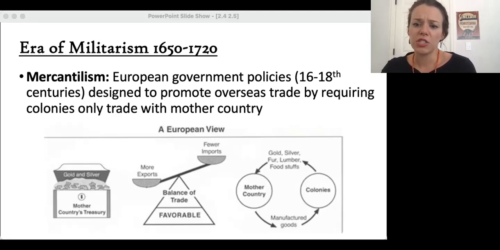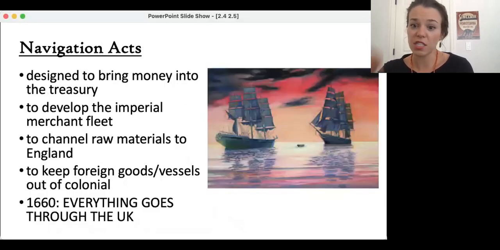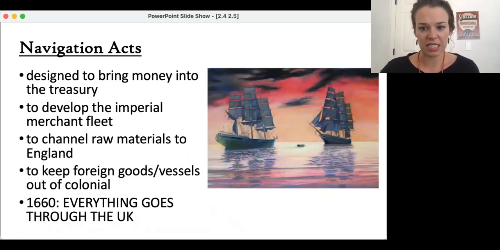It's a way to bring money into the treasury, basically. All right, so let's talk about the Navigation Acts. The Navigation Acts are the way that England put mercantilism into practice. It's a series of laws to bring money into the treasury, to develop the imperial merchant fleet, to channel raw materials to England, and to keep foreign goods and foreign vessels, basically competition, out of colonial ports.